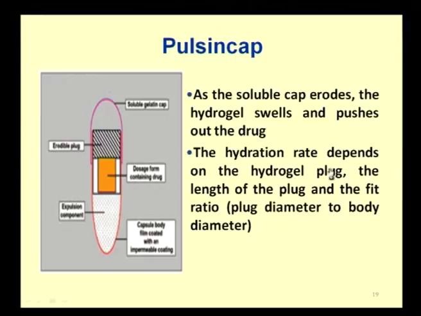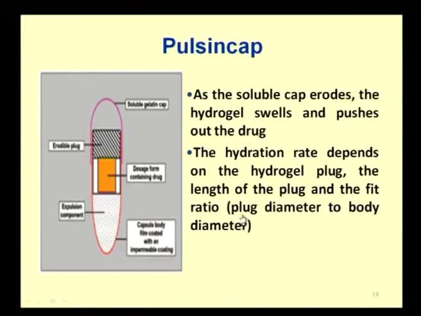The hydration rate depends on the hydrogel plug, the length of the plug, and also the fit ratio. Fit ratio is nothing but the one which refers to the plug diameter to the body diameter, that is called the fit ratio. So, all these three factors, that is the length of the plug, the fit ratio and the hydrogel plug, are going to determine the hydration rate, in turn the releasing rate of the drug from the inside of the system to the external environment. So, this is called the pulsin cap technology.